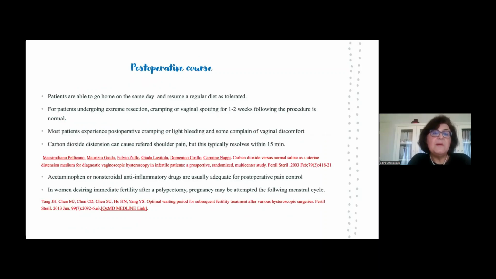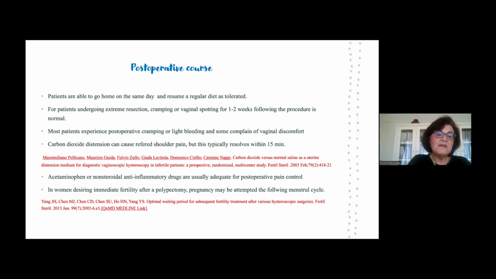Patients are able to go home the same day and resume a regular diet as tolerated. For patients undergoing extensive resection, cramping or vaginal spotting for 1 or 2 weeks following the procedure is normal. Most patients experience postoperative cramping or light bleeding, and some complain of vaginal discomfort. Carbon dioxide distension can cause shoulder pain, but this typically resolves within 15 minutes. Acetaminophen or nonsteroidal anti-inflammatory drugs are usually adequate for postoperative pain control.